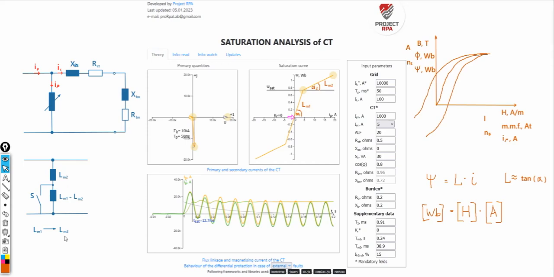Now we'll derive the four following types of magnetization curve from this branch by letting the corresponding inductance of this branch go either to 0 or to infinity.